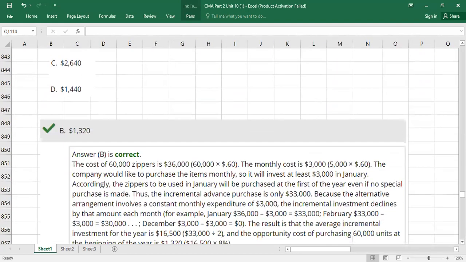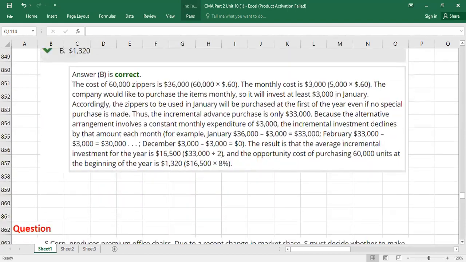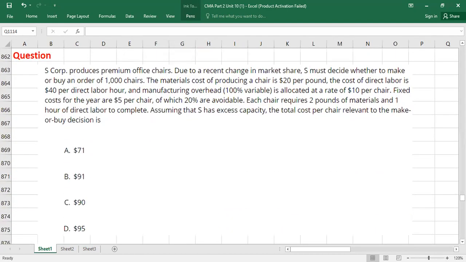Now let me do one more question with you guys. So we have here one more question. S Corporation produces premium office chairs. Due to recent change in the market share, S must decide whether to make or buy an order of 1,000 chairs. This is the quantity of chairs, 1,000 chairs. The material cost of a chair is $20 per pound, and cost of direct labor is $40 per hour. Per hour is given here.